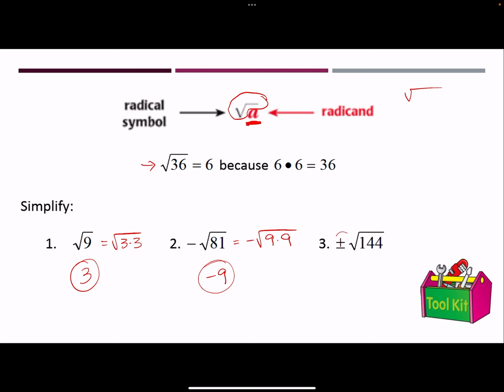And this symbol here, we talked about this before, but this means plus or minus. So literally there's like two different numbers, the positive and the negative case. So 144 is 12 times 12. So this would simplify into plus or minus 12. All right, so that's it for your toolkit definitions.